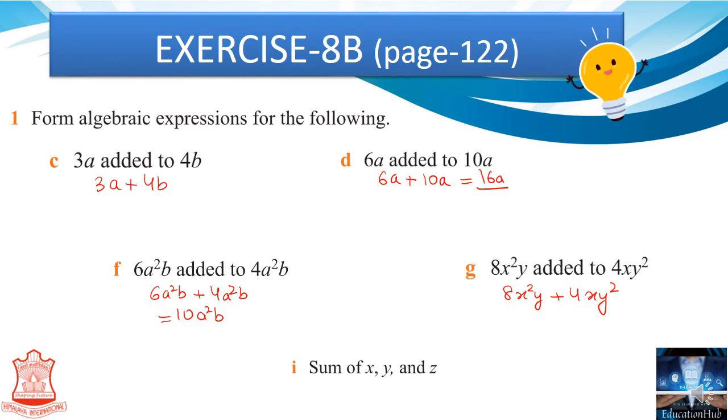Next is I part. I part is sum of x, y and z. This is the simplest one. Sum of means we have to add x, y and z.